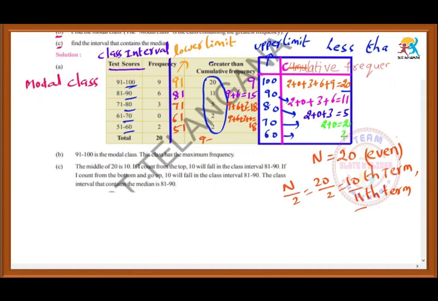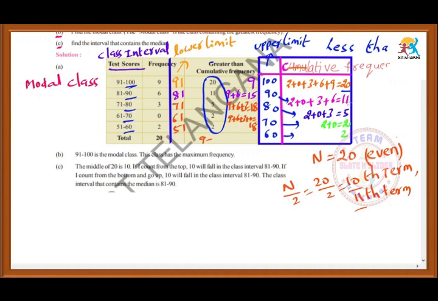So the first two numbers are 51 to 60 only. And for the next two numbers, in 61 to 70, no number is there. That's why we have only 51 to 60. So next, the fifth one, up to 5 terms, we have 61 to 70.